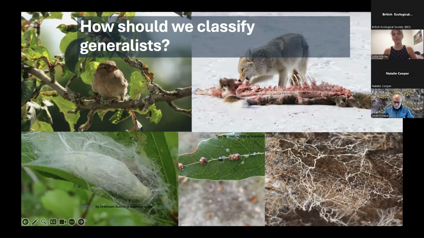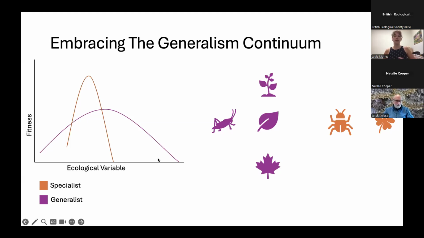What also has been of interest for decades is how to classify what is a generalist and what is a specialist. I think we're all very familiar with this traditional and perhaps deceivingly simple dichotomy between a specialist and a generalist. A specialist uses one kind of resource. So here we have this insect only eating one kind of food, whereas a generalist uses many resources. So here we have an insect eating multiple kinds of food.